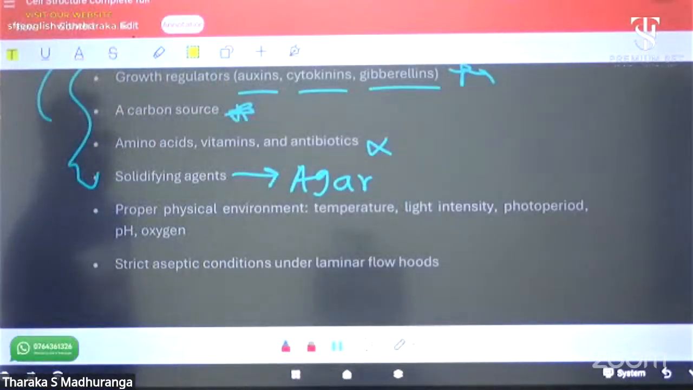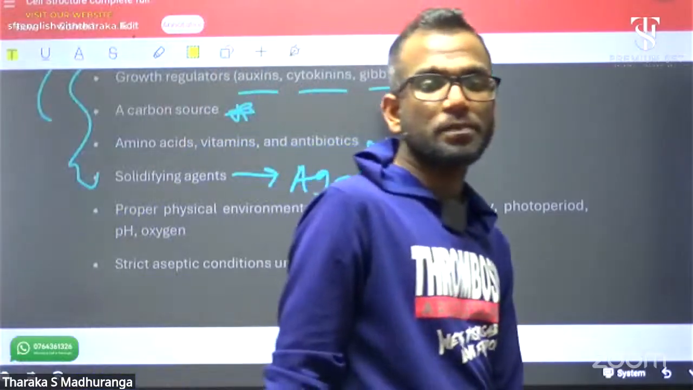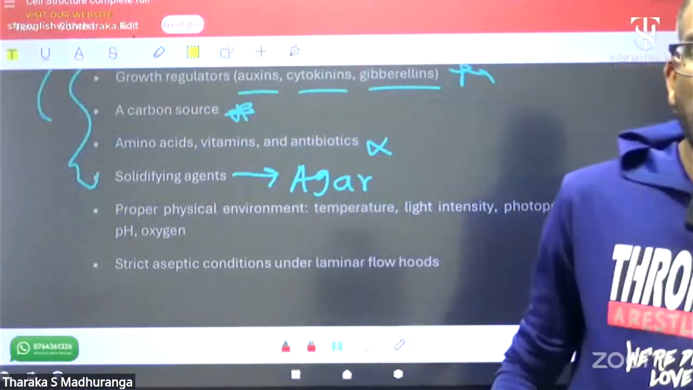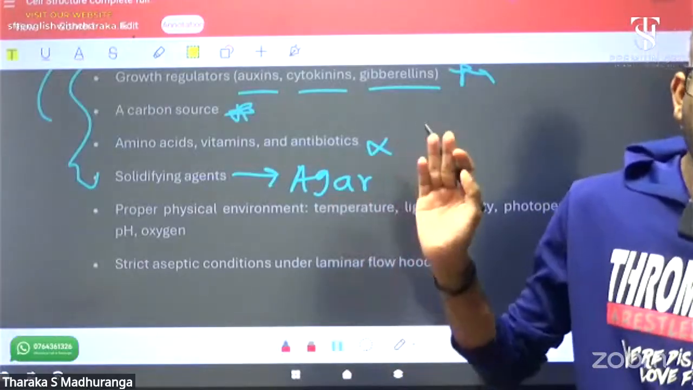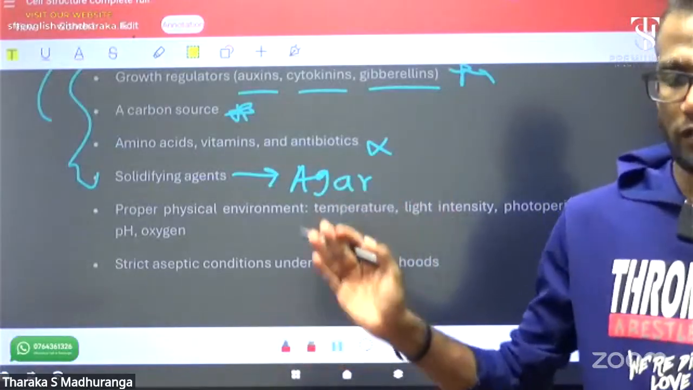Agar as the solidification agent. Proper physical environment. Proper physical environment means we have to maintain light, pH value, oxygen level, everything artificially controlled.